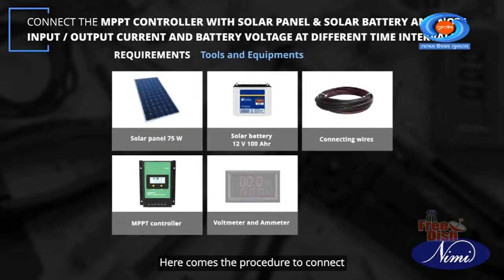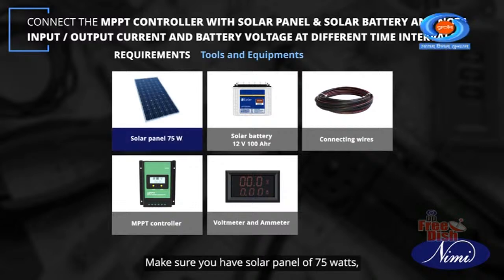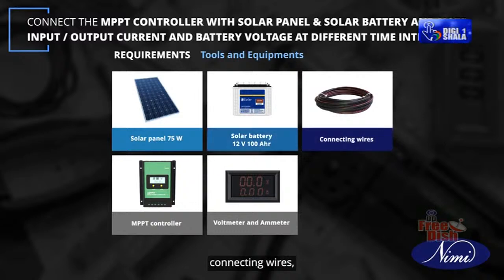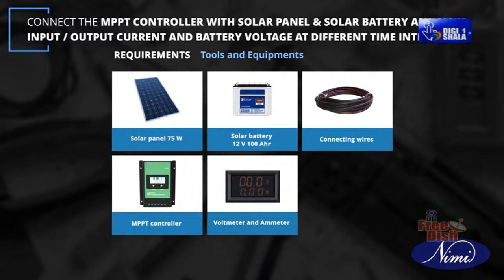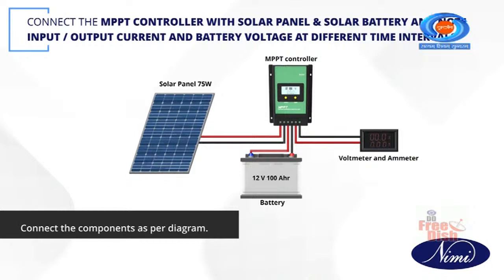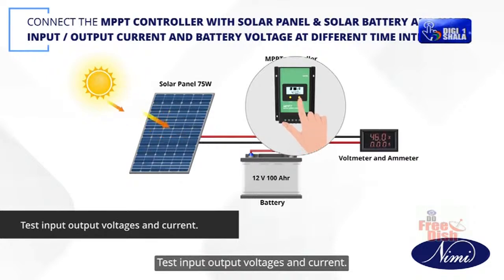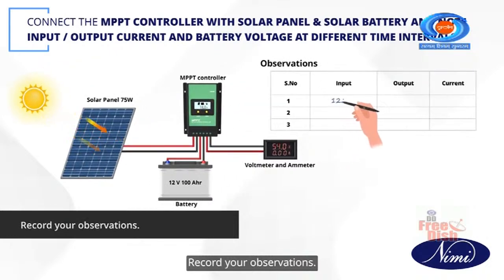Here comes the procedure to connect the MPPT controller with solar panel and solar output. Make sure you have a solar panel of 75 watts, a solar battery of 12 volts 100 ampere hour, connecting wires, MPPT controller, voltmeter and ammeter. Connect the components as per diagram. Place the solar panel in sunlight. Test input-output voltages and current. Record your observations.